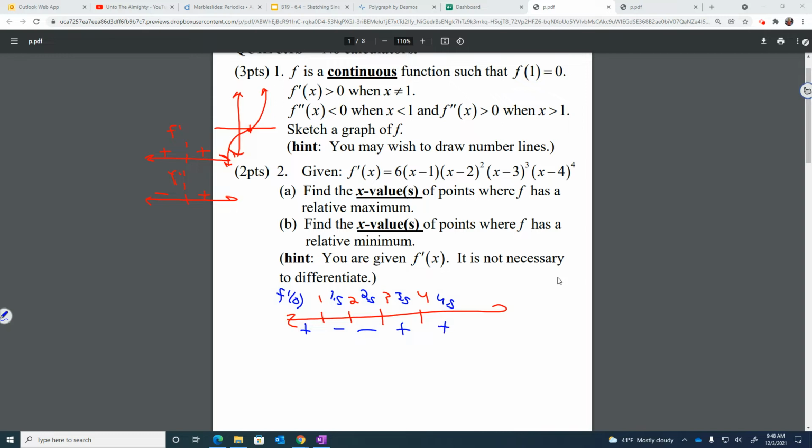So we got 2 places where there's sign changes, increasing to decreasing, so that's a max. And there's no way to know the y values, so we can just say x equals 1. And then a min here at x equals.